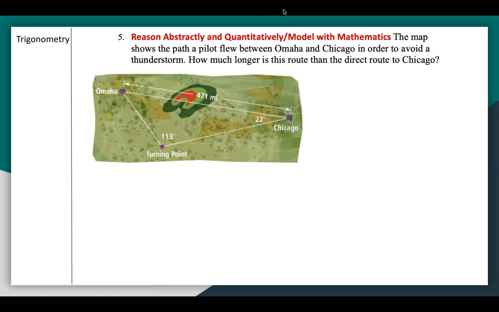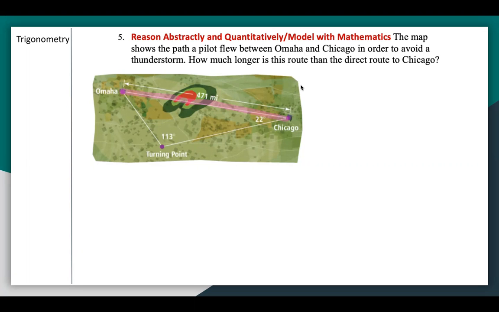All right, so let's kind of make a game plan here. So normally a plane would go straight from Omaha to Chicago or vice versa, depending upon where it was starting at. Okay, and that length was 471 miles long.